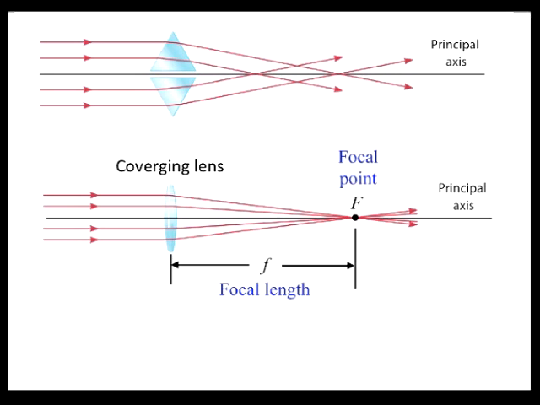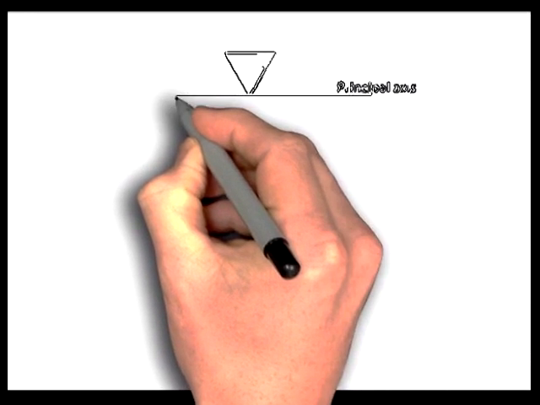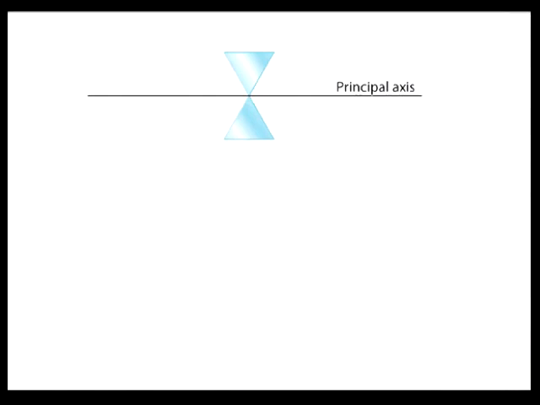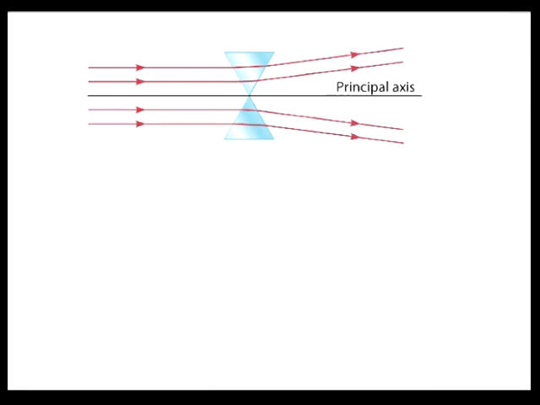Another type of lens found in optical instruments is a diverging lens, which causes incident parallel rays to diverge after exiting the lens. Two prisms can also be used to form a crude diverging lens, as seen here.